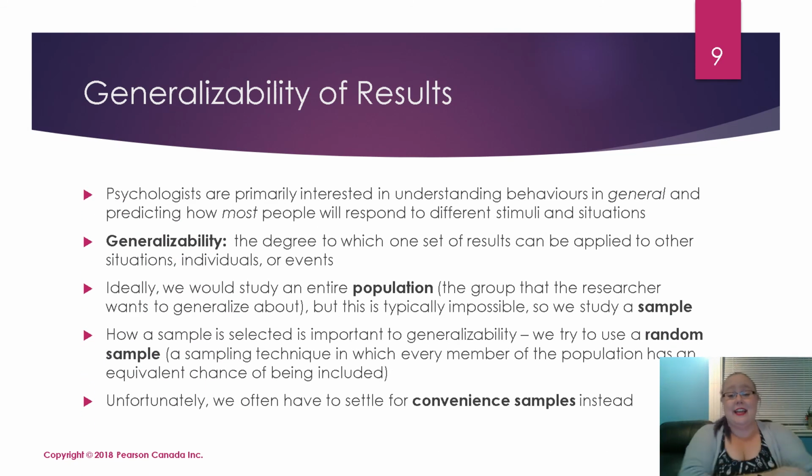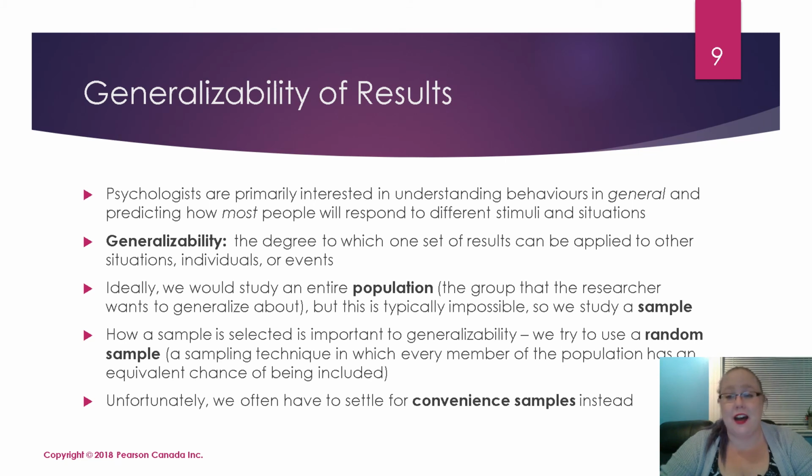The next major criteria we want to talk about for quality scientific research is generalizability of results. And again, I kind of very briefly defined this before, but generalizability basically means the degree to which one set of results can be applied to other situations, individuals, or events.